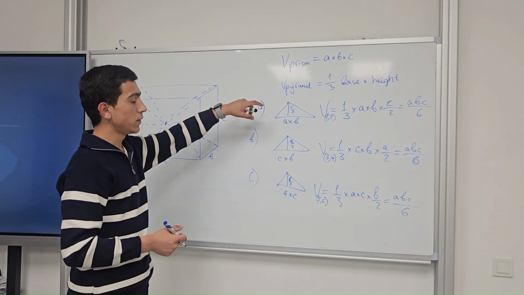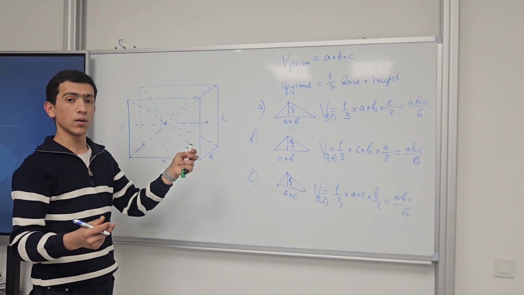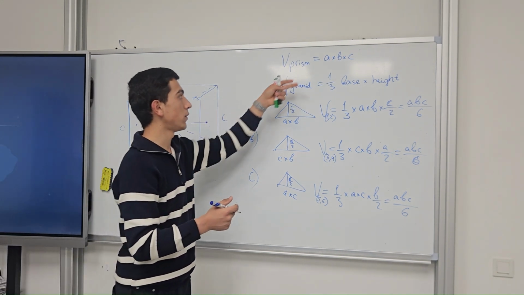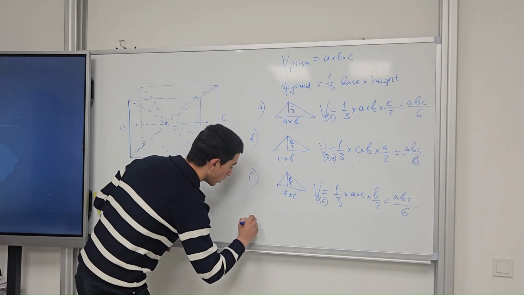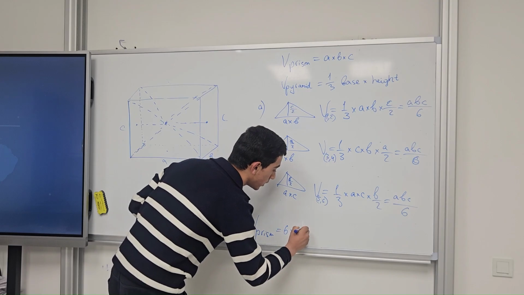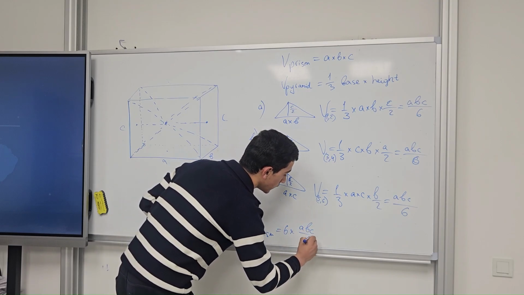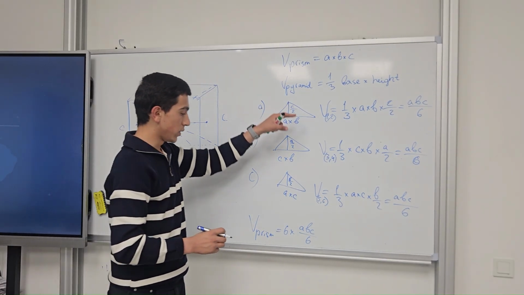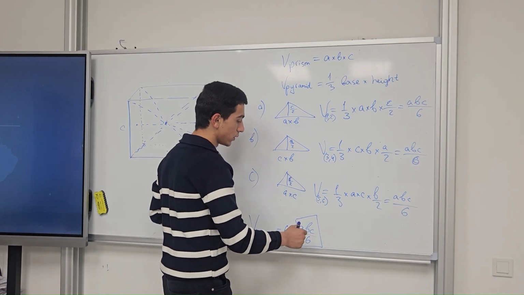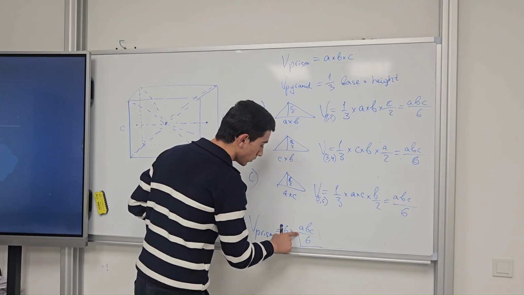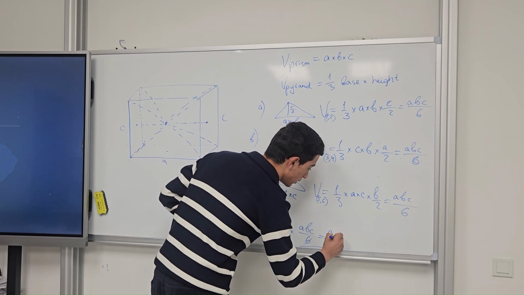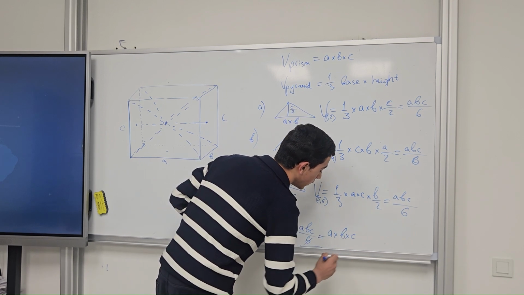Overall, you can see here we have 6 pyramids, and if we sum all of these pyramids, we get one whole prism with the size of ABC. So the volume of the prism equals 6 multiplied by ABC over 6. Because we have 6 pyramids, and each of them has the volume of ABC over 6, we cancel 6 and 6, and the answer is A B multiplied by C.